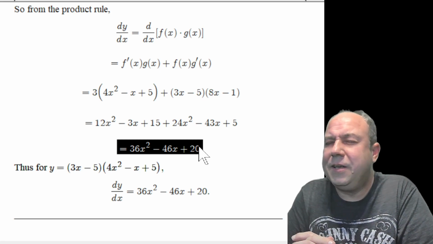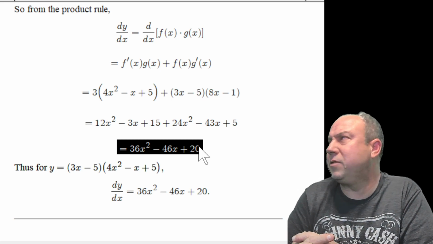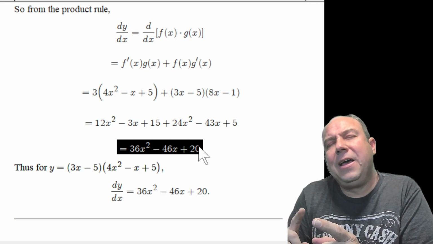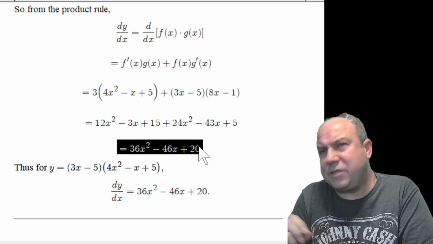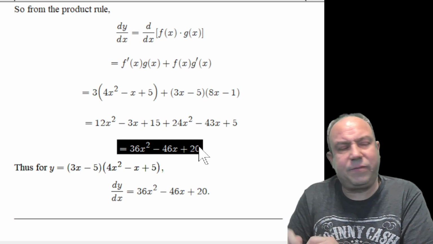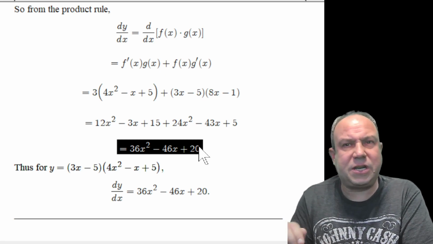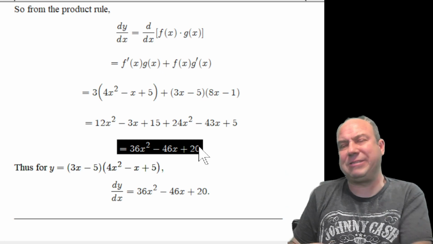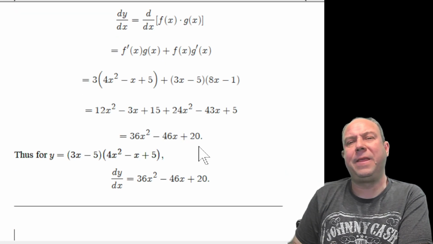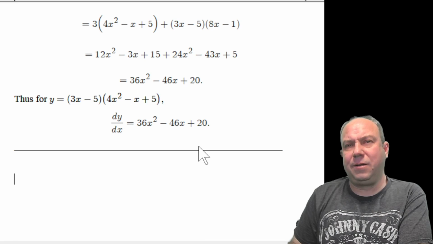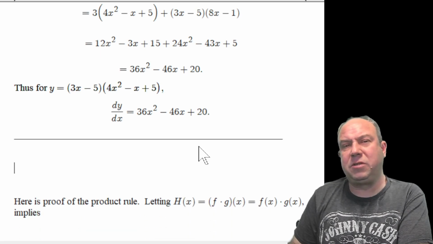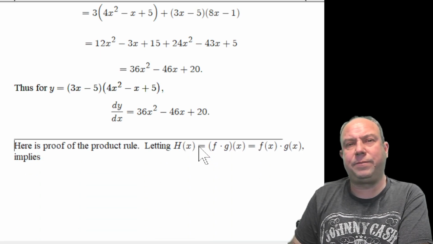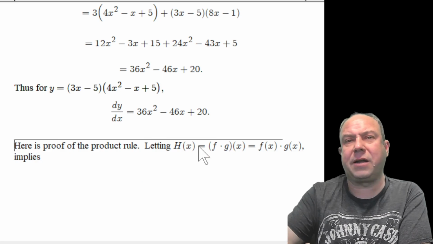All right. That's a little bit of product rule, folks. As we go further into our study and we're introduced to more derivative rules for different function types, we'll see product rule work itself back into our work. I promise. All right. What we should probably spend the last moments with is a little bit of proof. Here's proof of the product rule.